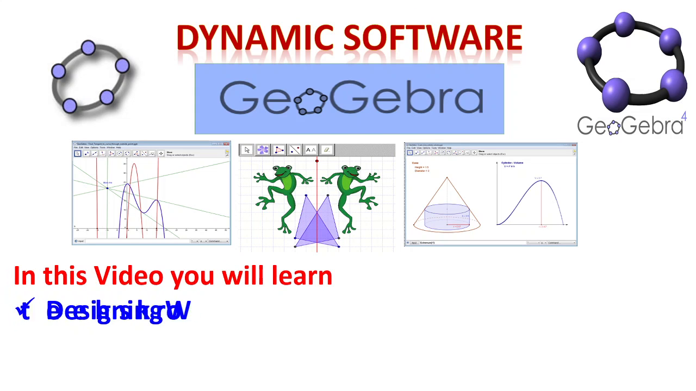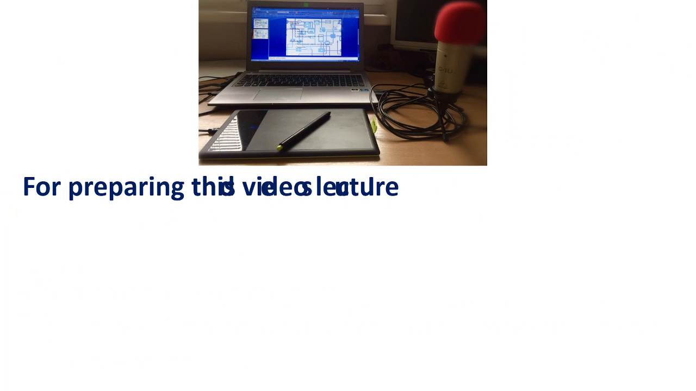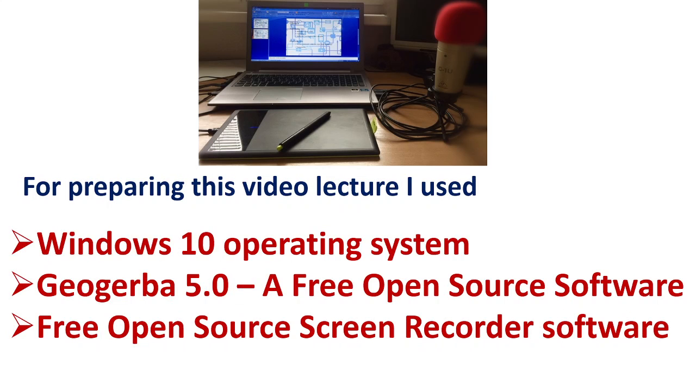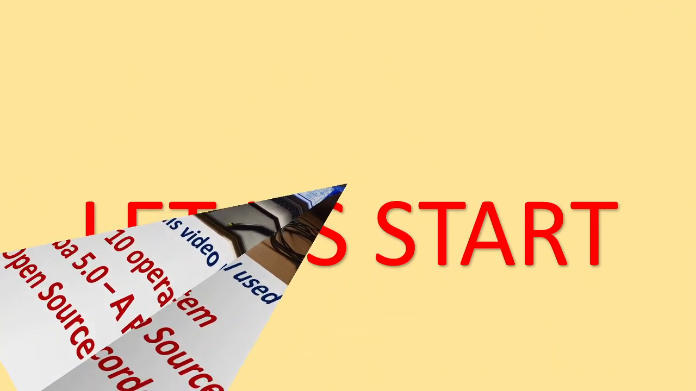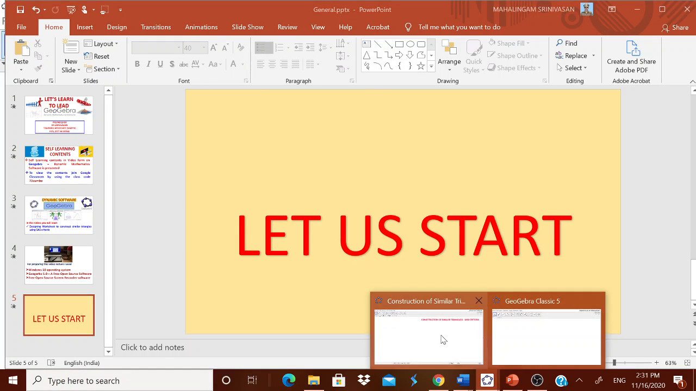In this video, you will learn designing a worksheet to construct a similar triangle using the SAS criteria, two sides and one included angle. For preparing this video lecture, I used Windows 10 operating system, a licensed version, GeoGebra 5.0, a free open source software, and free open source screen recorder software. Let us start. Let us see what type of worksheet we are going to prepare.